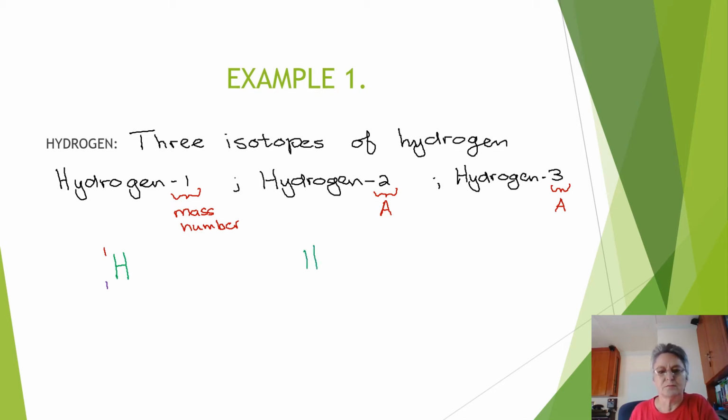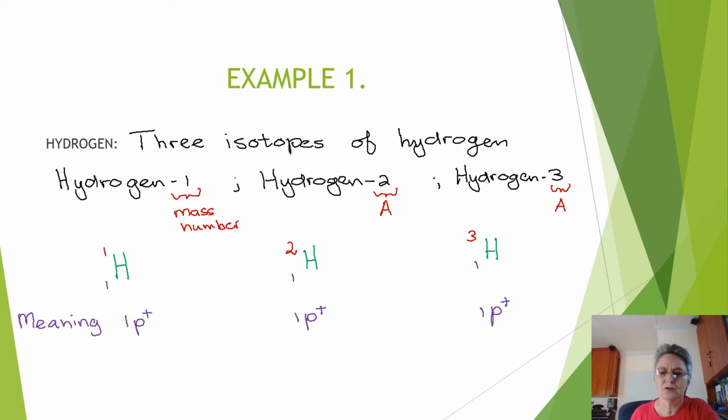Hydrogen 2 is H with a 2 for the mass number, and it can only have an atomic number of 1. And hydrogen 3 has a mass number of 3 and an atomic number of 1. So the meaning of this, it tells you that there will be 1 proton in the nucleus of this atom, 1 proton in the nucleus of this atom, and 1 proton in the nucleus of this atom.